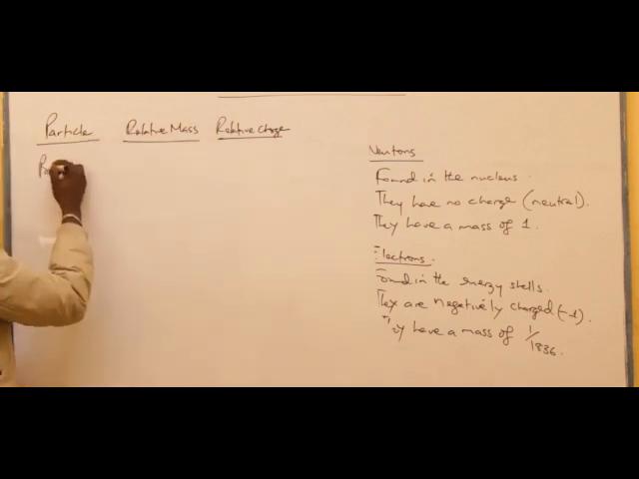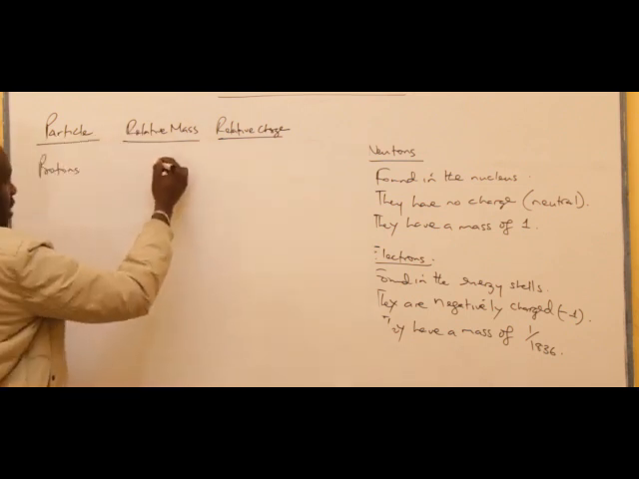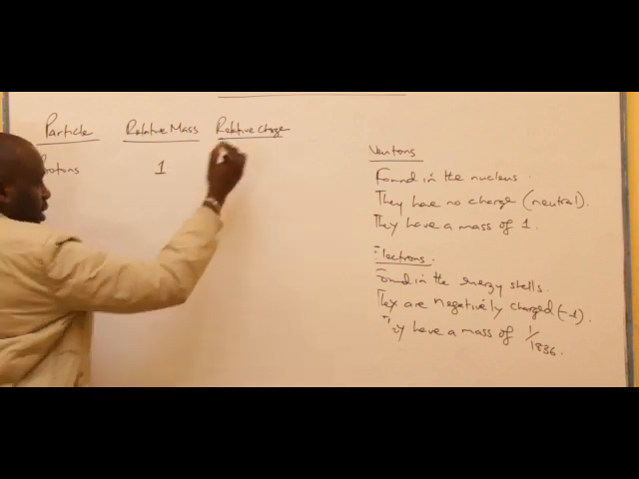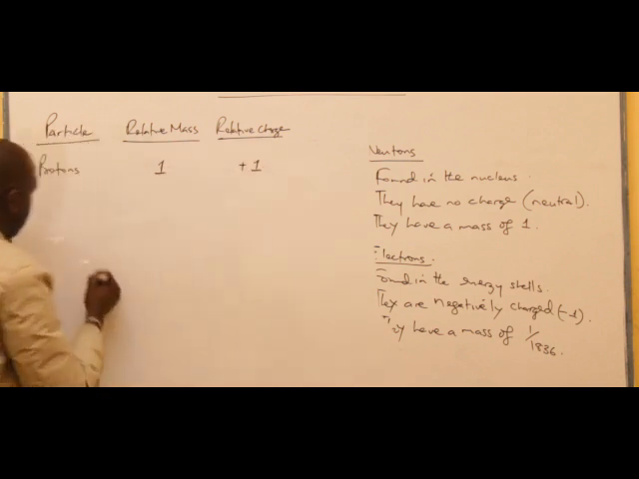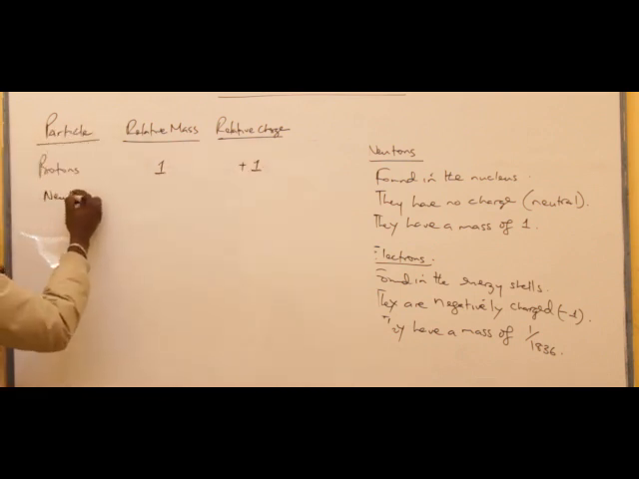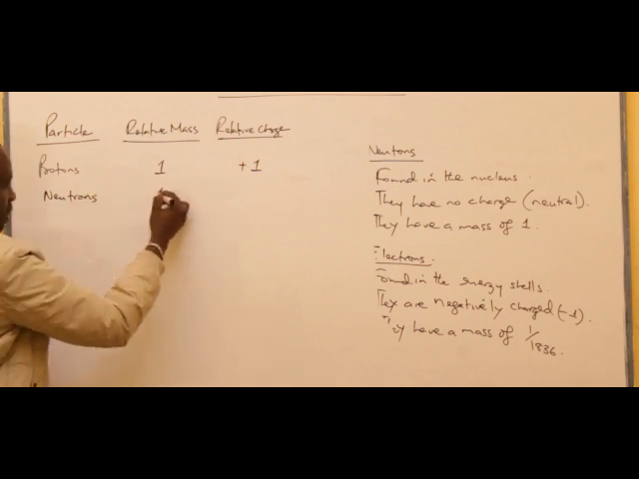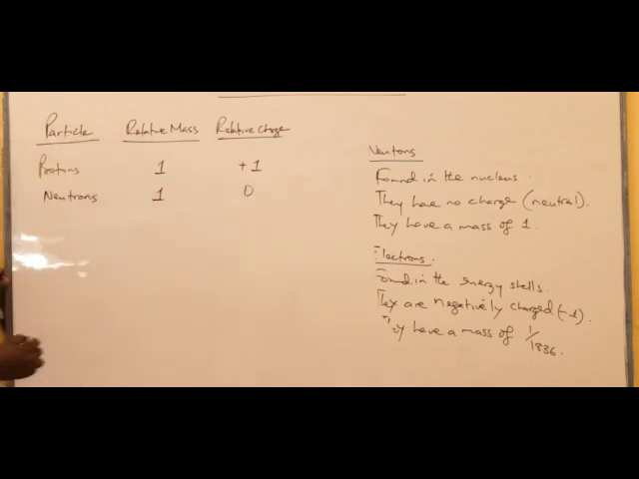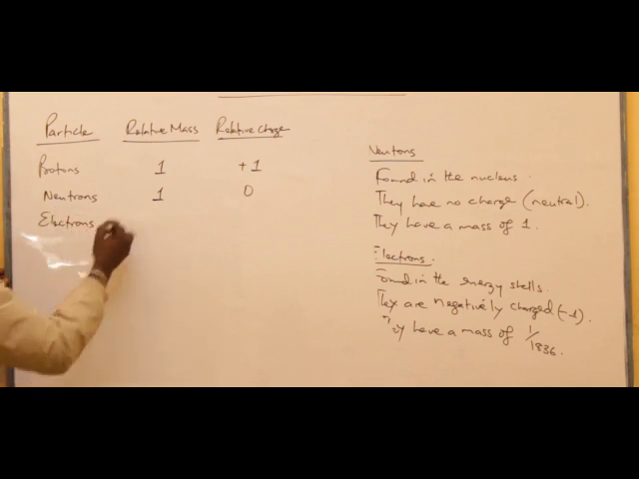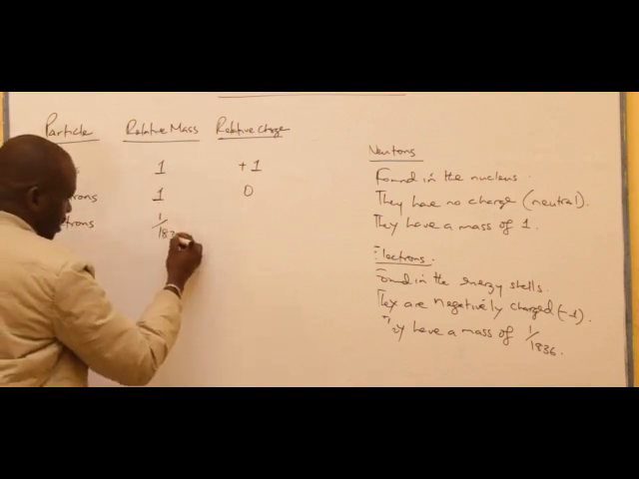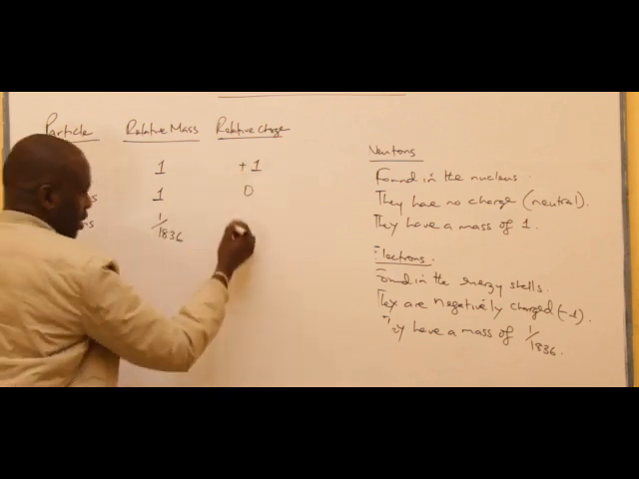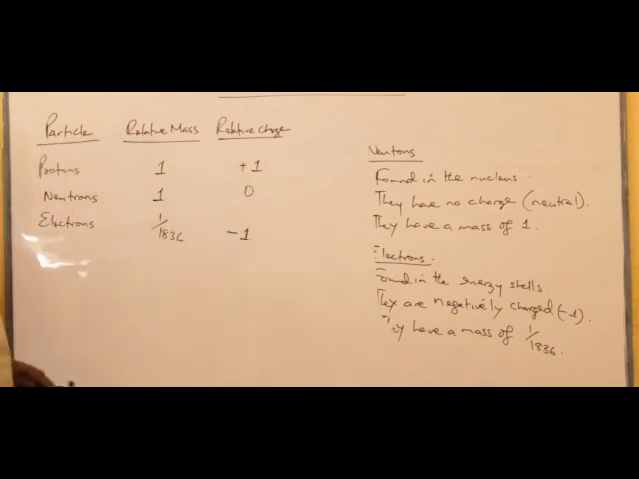So one is the protons. The relative mass of a proton is 1, the relative charge is +1. Neutrons: relative mass is 1, the relative charge is 0. They don't have a charge. And then electrons: the relative mass is 1/1836 or 1/1840, and the relative charge is -1.